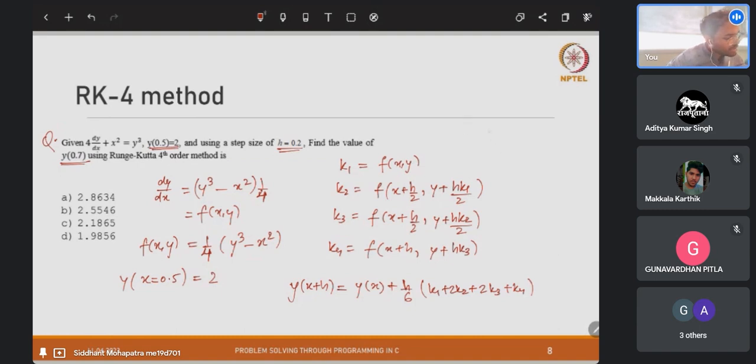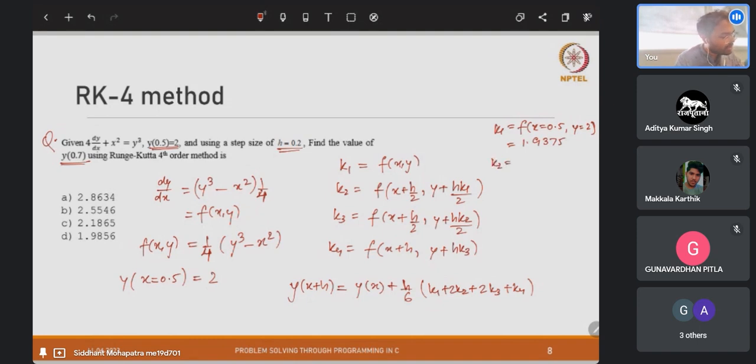So I'll write it down here. k1 is equal to f at x equal to 0.5, y equal to 2, because that's what has been told to us already, that at x equal to 0.5, y is equal to 2. So that is our initial condition. Let us calculate k1. f of x y is y cube minus x square, so 2 cube minus 0.5 square, whole divided by 4. So this is 1.9375.